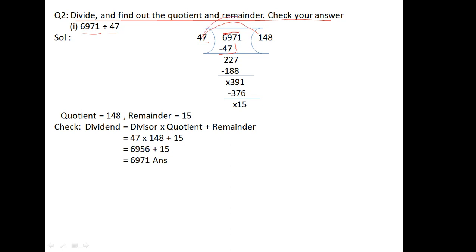The number will come 227. Now 47 multiplied by 4 will come 188. Now when we subtract, the remainder will come 39. Now 1 will come downside, it will come 391. Now 47 multiplied by 8 will come 376. Then the remainder will come 15. Now the quotient is 148, the remainder is 15. We have to check whether our answer is correct or not.